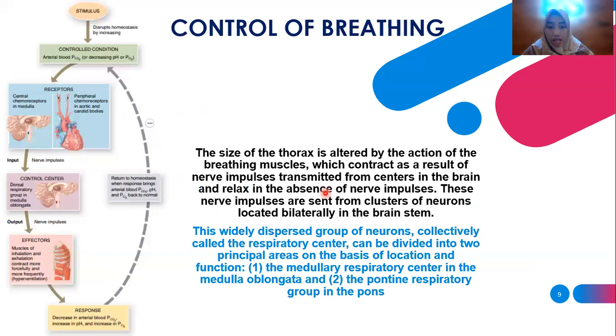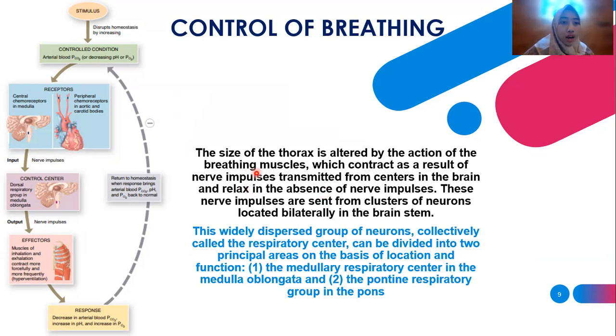And the sixth section is control of breathing, in which the size of the thorax is altered by the action of the breathing muscles, which contract as a result of nerve impulses transmitted from centers in the brain and relax in the absence of nerve impulses. These nerve impulses are sent from clusters of neurons located bilaterally in the brain stem, and this widely dispersed group of neurons is collectively called the respiratory center.